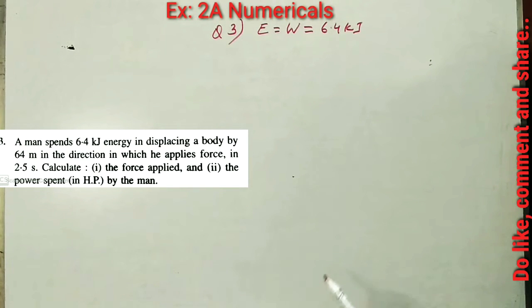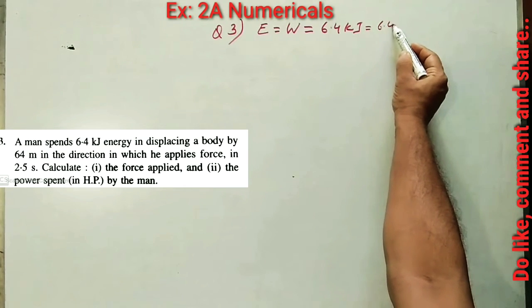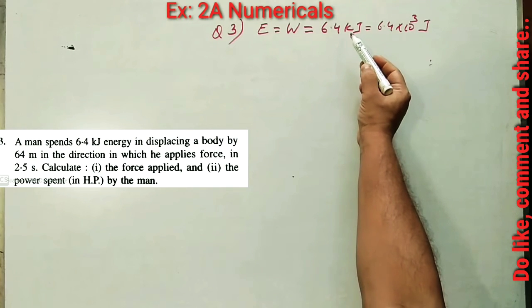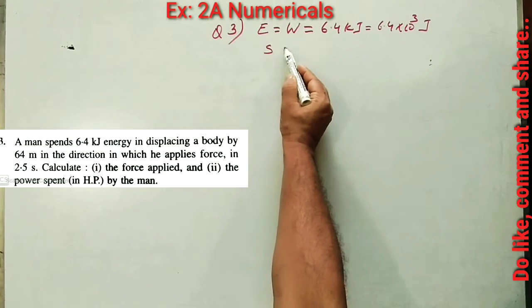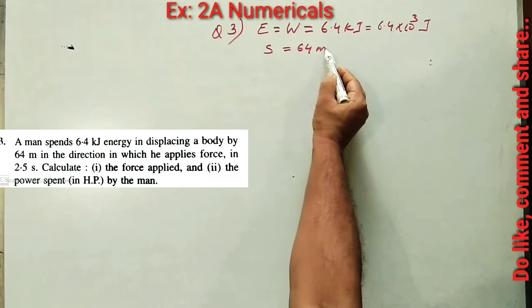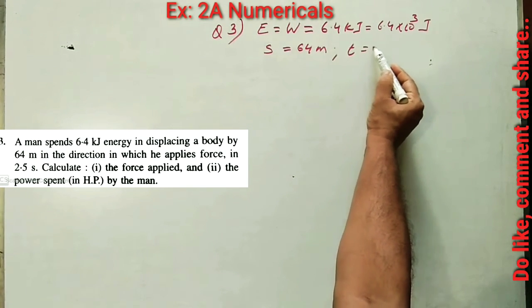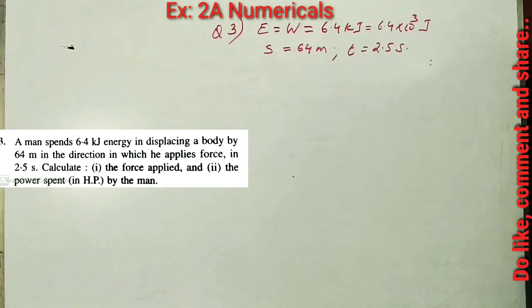Alright, 6.4 kilojoule, that I can write as 6.4 into 10 to the power 3 joule. Alright, I have converted kilojoule into joule. Okay. Now the displacement, distance moved is how much? 64 meter. And the time given is 2.5 second. Am I correct? Okay.